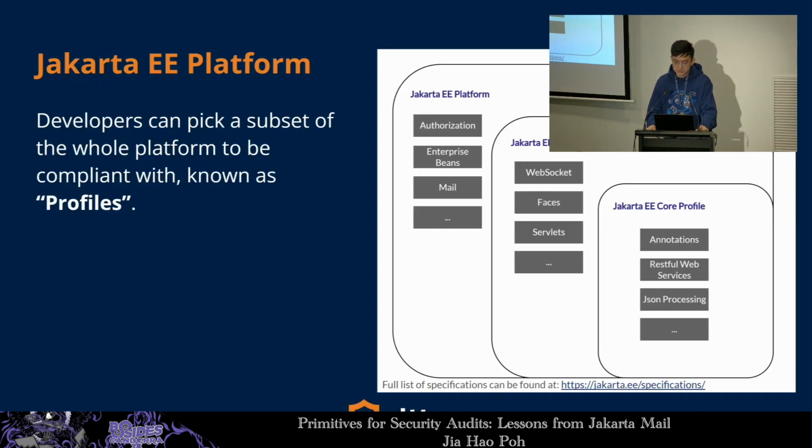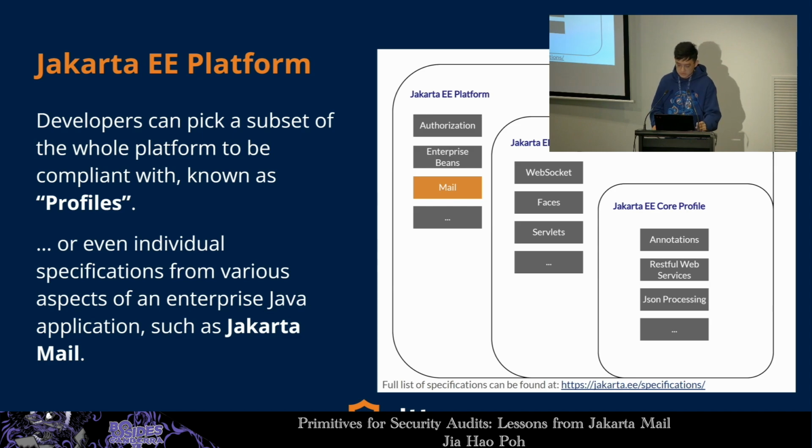So where does Jakarta Mail reside within the Jakarta EE platform? Think of the platform as a container that contains a bunch of different modules. Within this container, there are smaller containers known as profiles, which comprise a subset of Java components. So developers looking to create a compliant framework will basically have to refer to this list. Some of the frameworks that we may be familiar with are Apache TomEE, IBM WebSphere, or Eclipse GlassFish. The component that we are looking at today is Jakarta Mail, and it is part of the broader Jakarta EE platform.